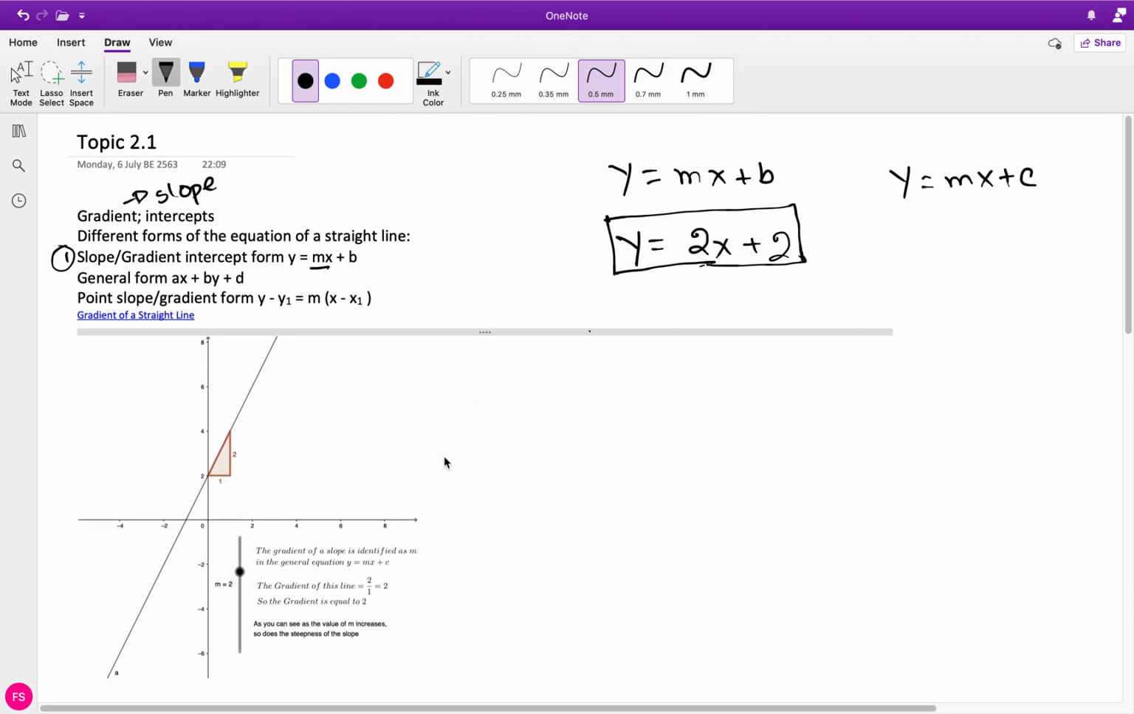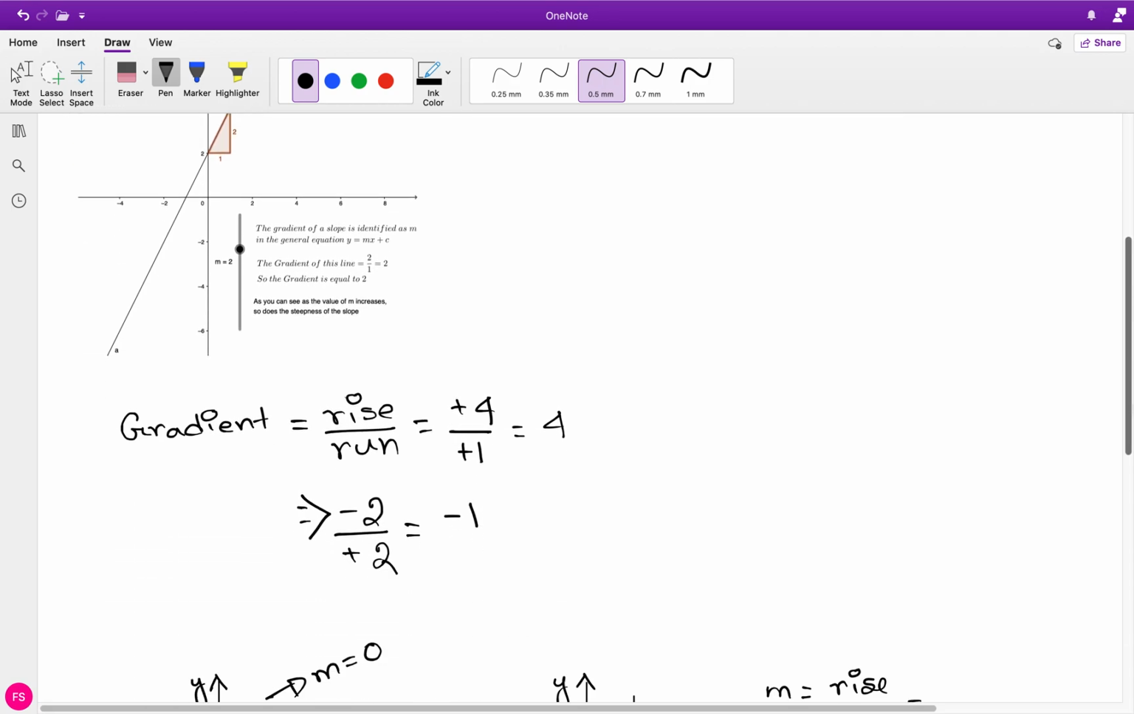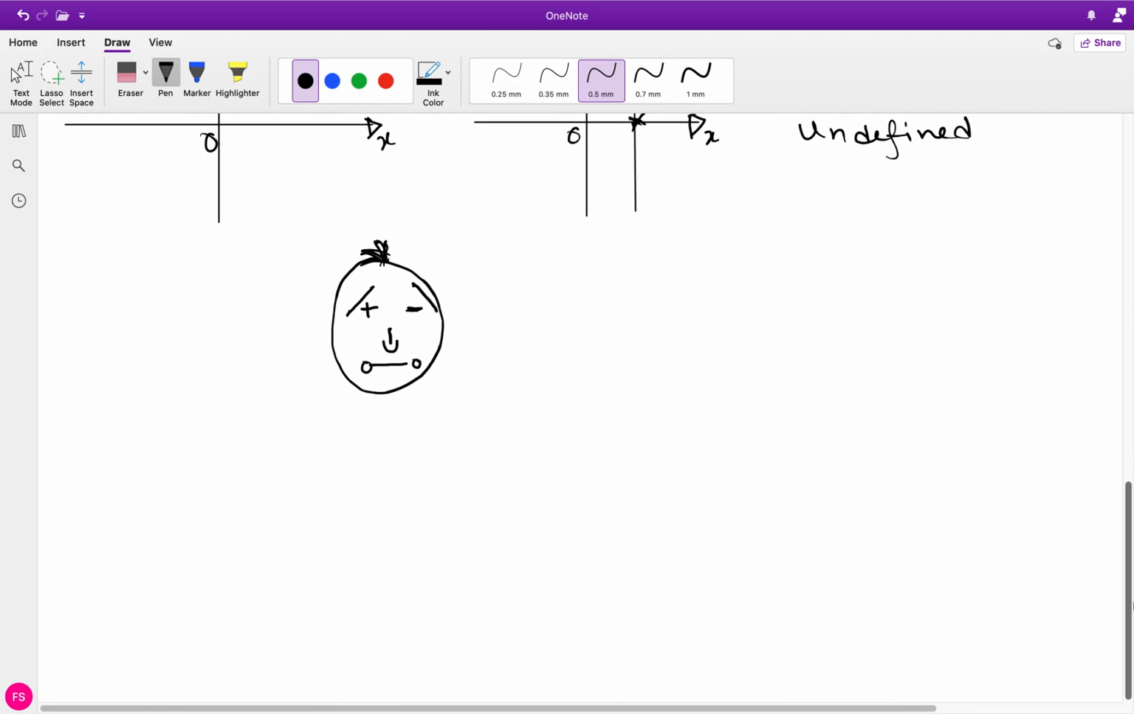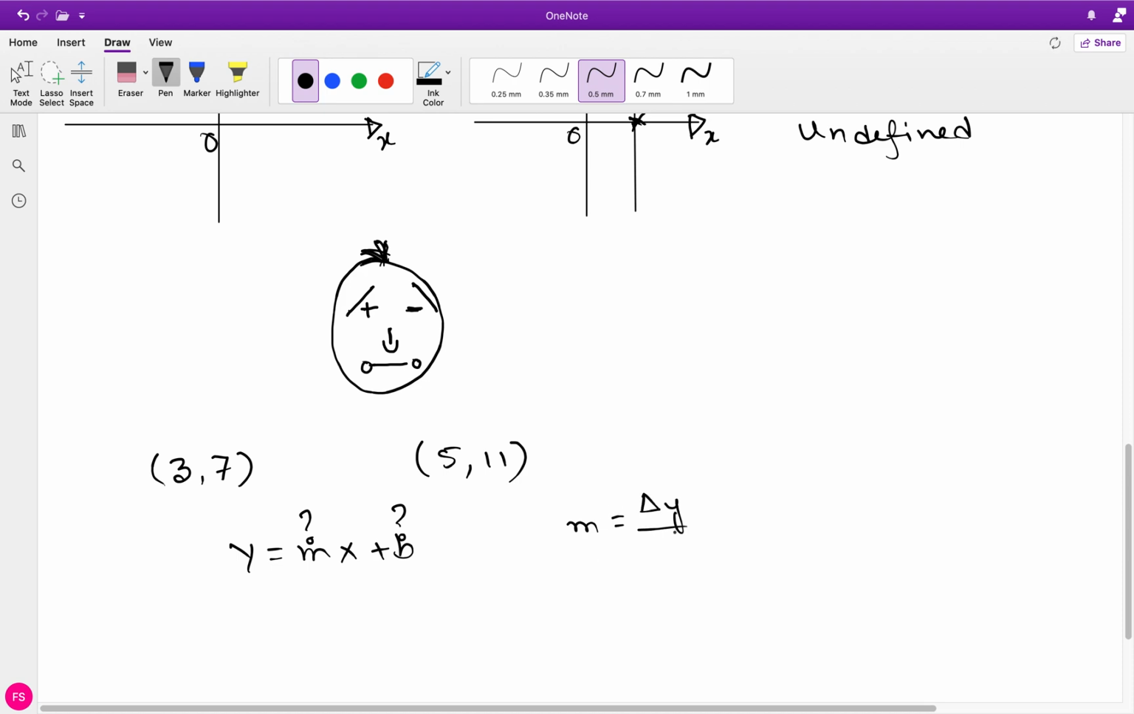Okay, now let me show you how you can find the equation of straight lines by just using two sets of points. Let's say we have a line that is passing through these two points. One point is (3, 7) and the other point is (5, 11). Okay, now y equals mx plus b. We need to figure out the value of m and the value of b. Let's find the m first. m equals, we know that this is the change in y over the change in x, which is the same thing as rise over run.